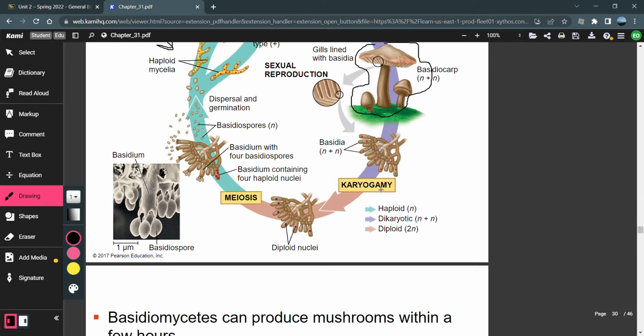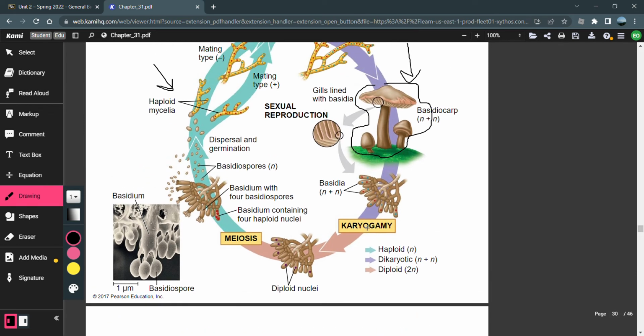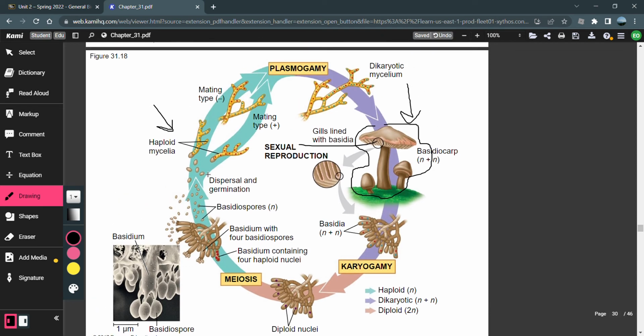So once karyogamy takes place in the basidium, which is right in the fins or the gills of the mushroom, it will undergo meiosis, making 4 haploid nuclei, and it will undergo mitosis, creating spores. And those spores would be launched out away from the basidium, or spit out like that, like throwing up, I guess. And the cycle is repeated.